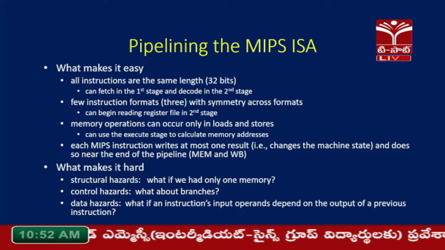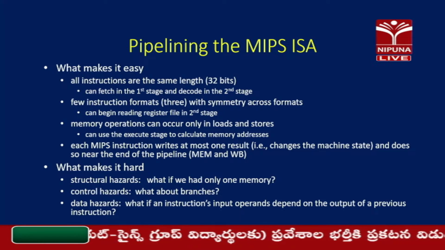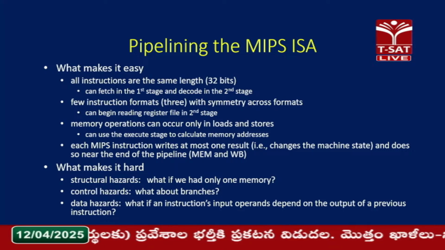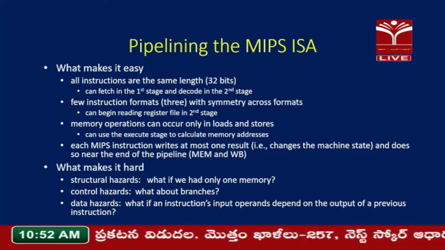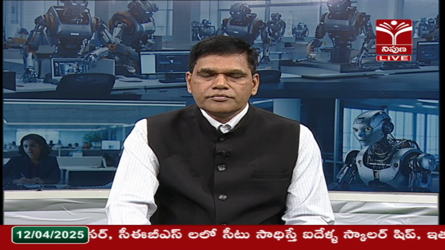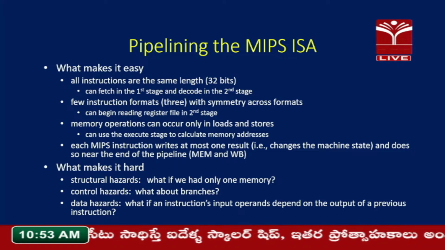So, the decoding is very fast because the combinations of encoding in the assembly language lend themselves to a quick decoding logic. The memory operations happen only in the load and store instructions. No other instruction is allowed to use the memory. So, if you have to bring something from the memory, you always use load, and if you want to write something to memory, you always use a store instruction. And each instruction writes at most one result into the memory, right.